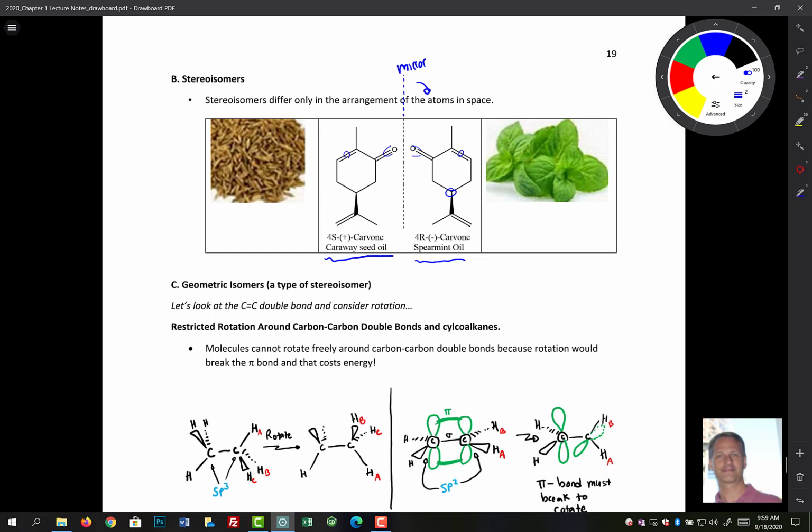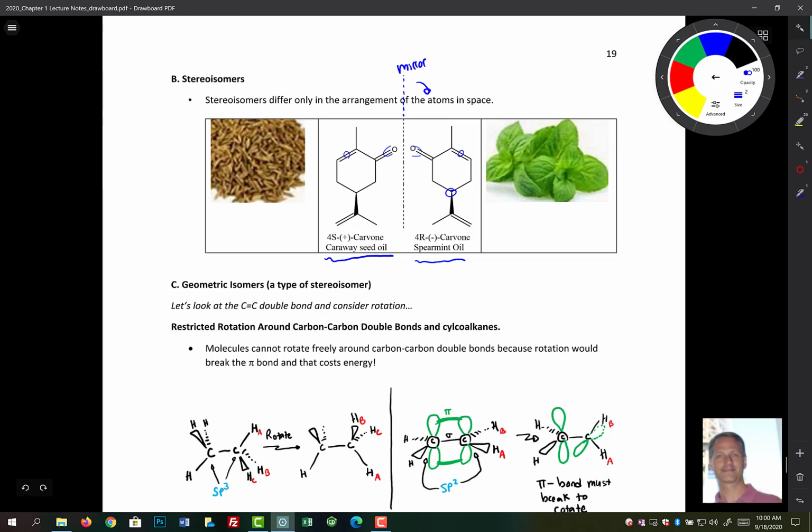So these two compounds are the same connectivity, but the atoms' arrangement in space is different in each of them. And because they have this special property, they interact with the receptors in our nose differently to give us different sensations of smell. So caraway seed oil has kind of an earthy, like a cedar kind of a smell to it. And of course, we know what spearmint is.